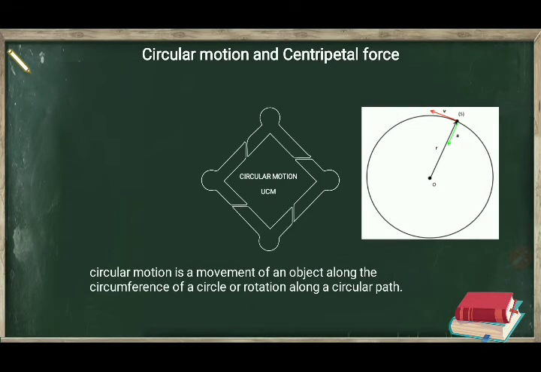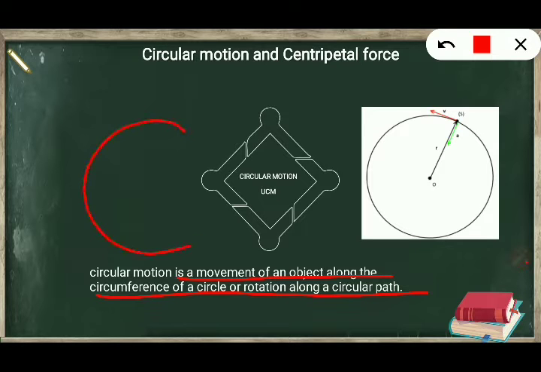Next is circular motion and centripetal force. In this, the object is in circular motion. What is circular motion? The definition of circular motion is here: it is the movement of an object along the circumference of a circle, or rotation along a circular path. Suppose the object is rotating along the circumference of this circle having center O. This is known as circular motion.